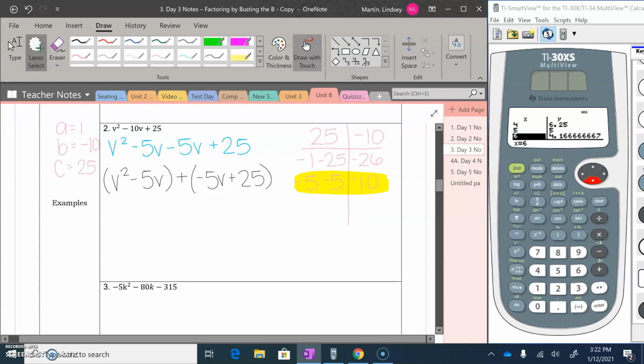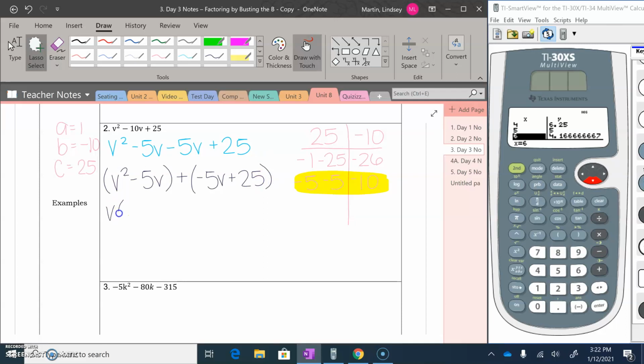Now I will take a GCF from both groups. My first GCF is v. It leaves me with v minus 5. My second GCF is negative 5, which leaves me with v minus 5. Now I will take my funny GCF, or my binomial GCF, and it's v minus 5. And that again leaves me with another v minus 5. And the final answer in simplified form is v minus 5 squared.